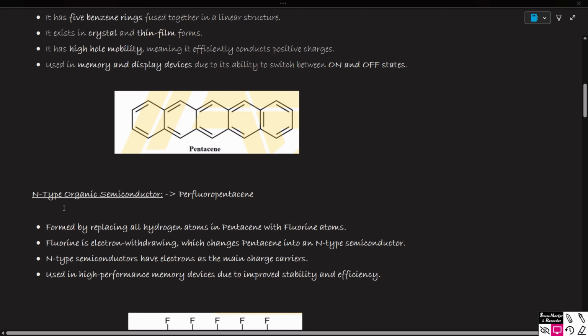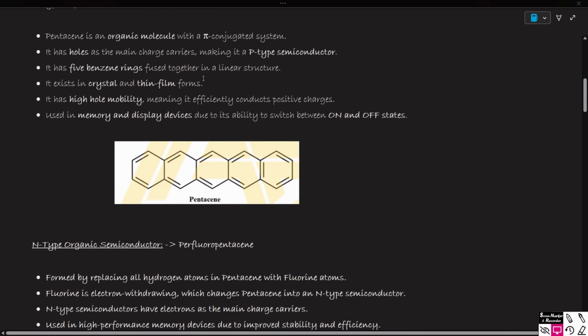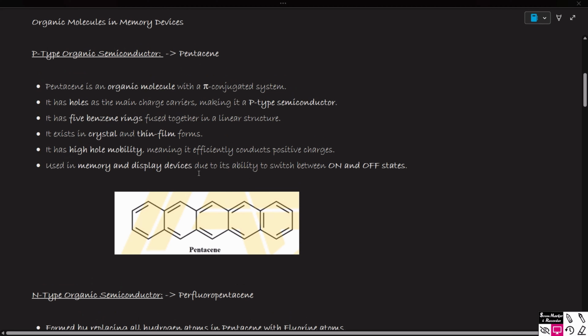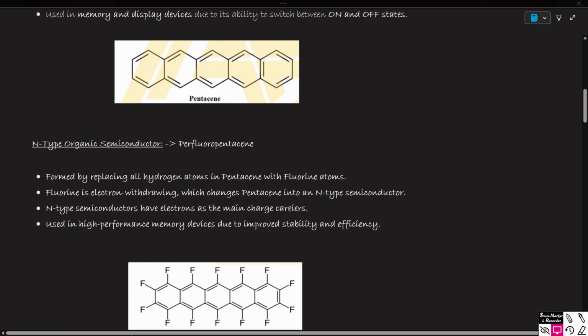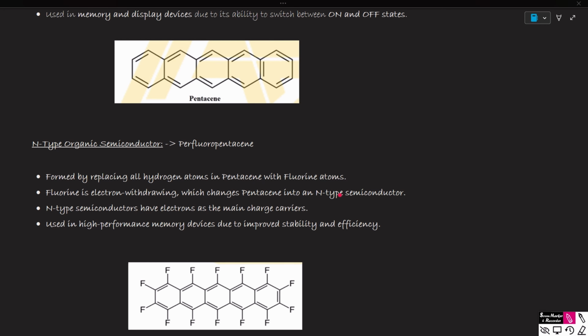Coming to the n-type organic semiconductor, here we are using pentacene, but in n-type we are using perfluoropentacene. It is formed by replacing the hydrogen atoms of pentacene with fluorine atoms. As I said, there are hydrogen atoms, and it is not written; it is understood that we have hydrogen atoms. So in all places of hydrogen we are adding F, which is fluorine. This makes it an n-type organic semiconductor.